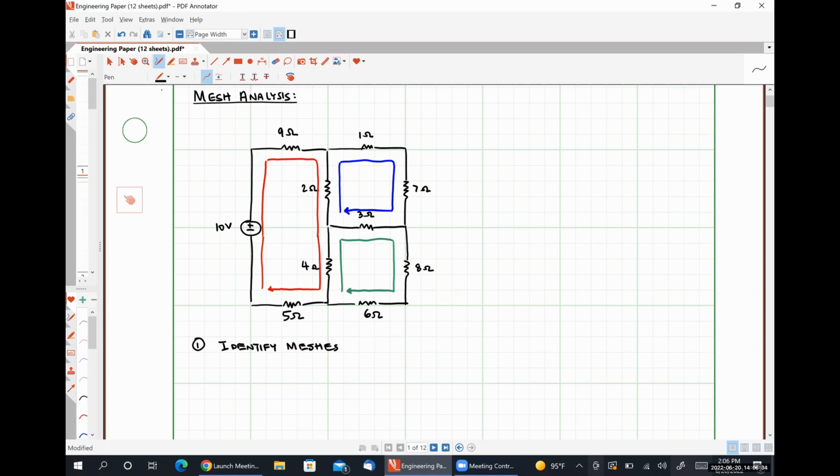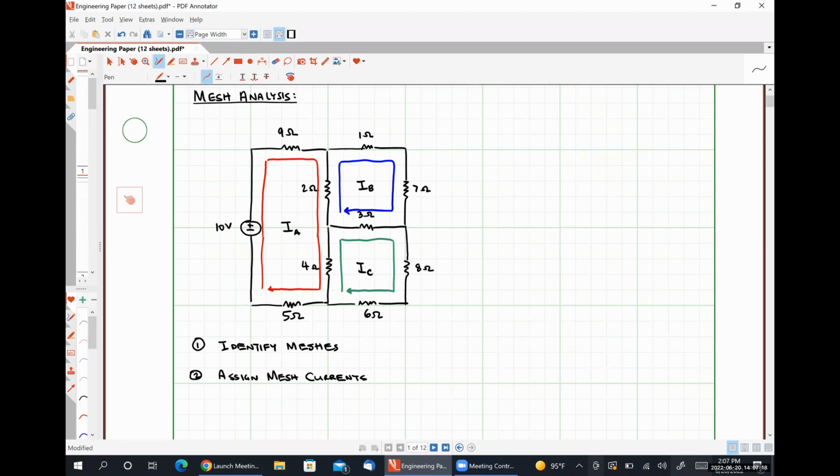The next thing I'm going to do is I'm going to label or assign my mesh currents. So I'm simply going to give each of these 3 different colored currents a name. That's all that this step is. So I'm going to call this first mesh current IA, the second mesh current IB, and this third mesh current IC.